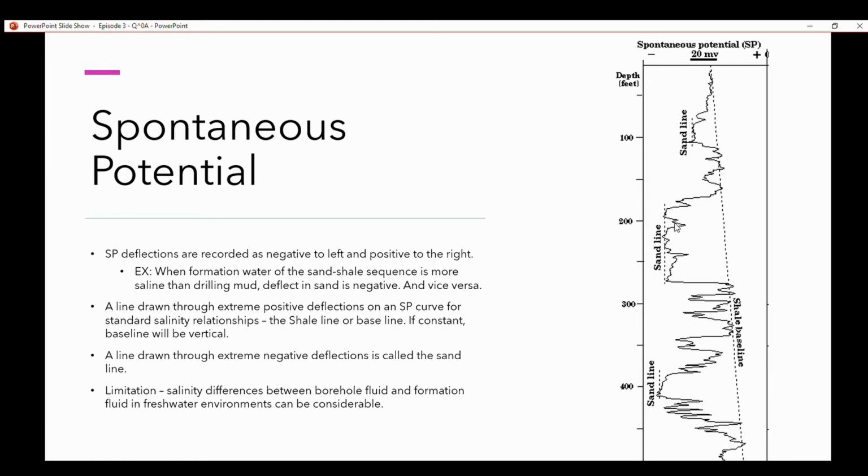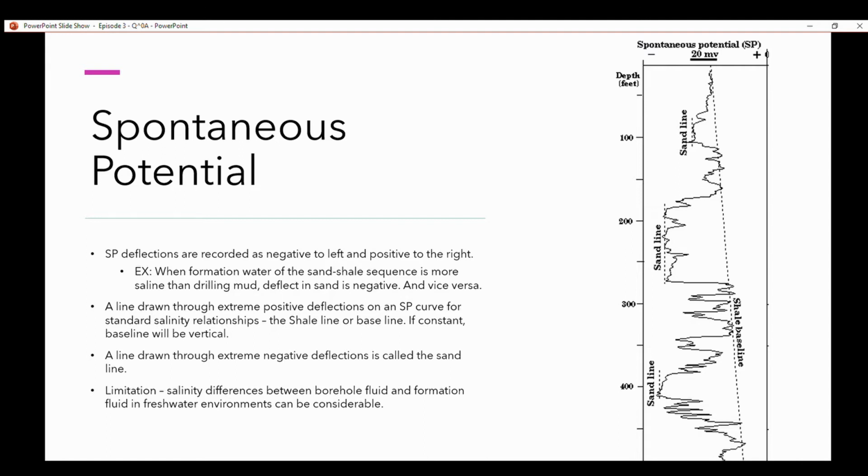The limitation to SP logging is salinity differences between the borehole fluid and the formation fluid in freshwater environments. So for a rock that was deposited via a river, like a conglomerate or something, or a shale, it can be considerable.